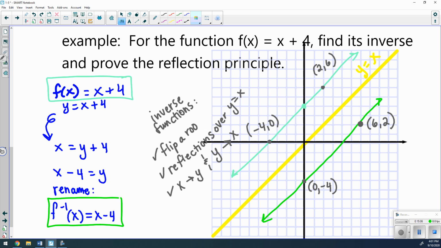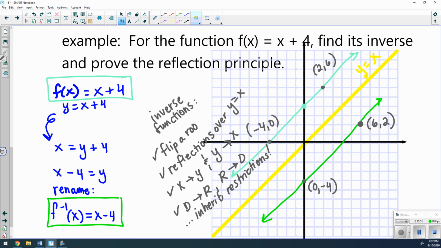What else do I love? Oh, the other thing I love about inverse functions: the domain becomes the range, and the range becomes the domain. And sometimes you inherit restrictions. Okay, I think that's all I have to say about that.